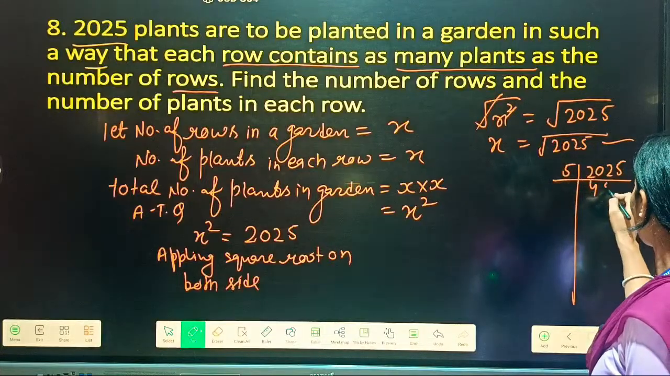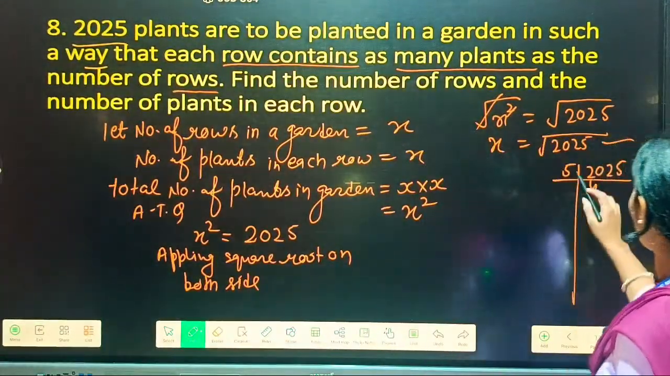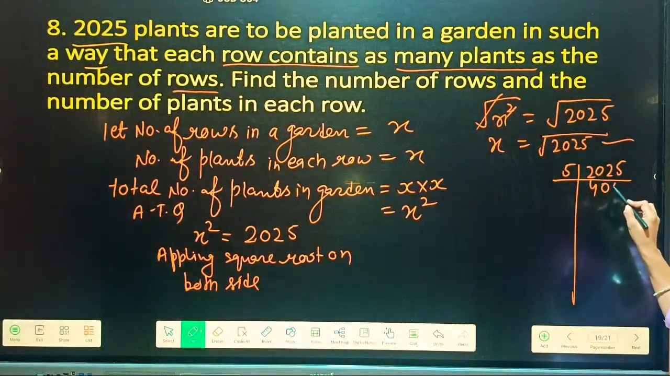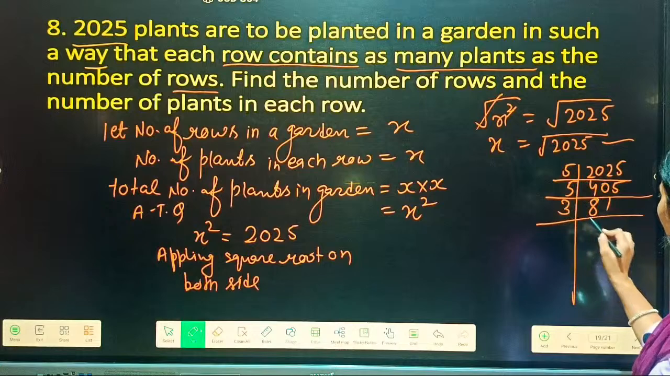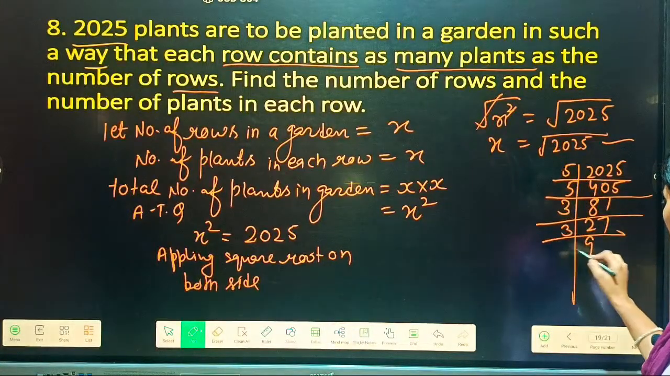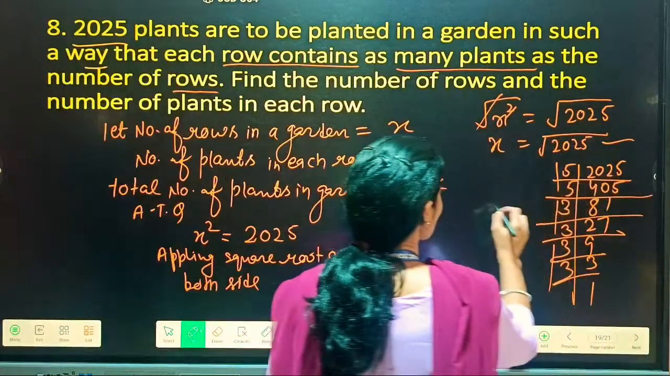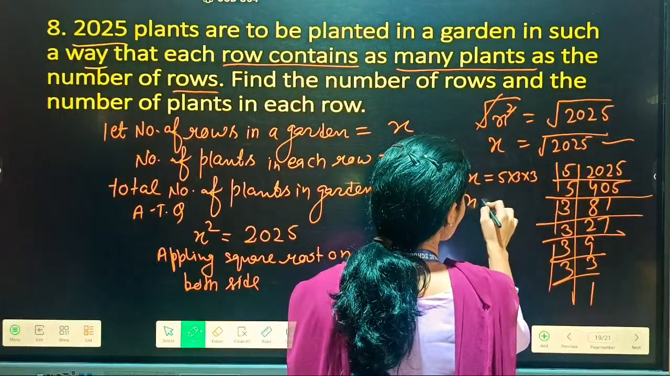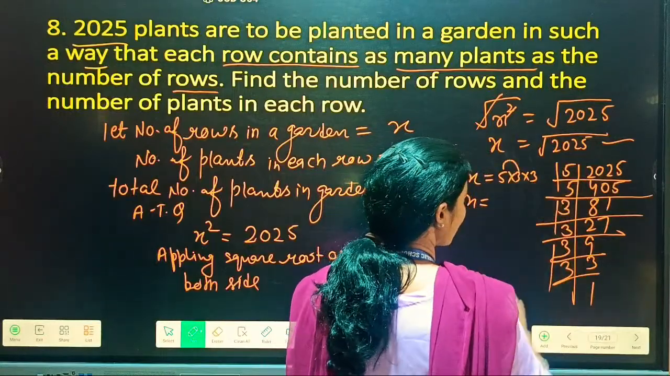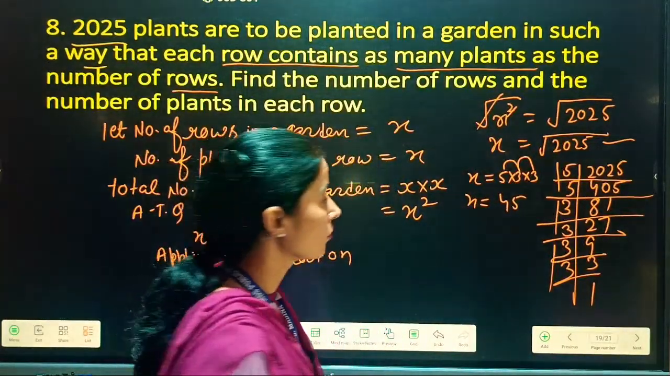5 4s are 20 and 5 5s are 25. 5 4s are 20, then 0, and then 5 5s are 25. 5 8s are 40 and 5 1s are 5. Then 3 27s, 3 9s, and 3 3s are 9, 3 1s are 3. This 5 is in a pair, 3 is in a pair, and the next 3 is also in a pair. So its square root will be 5 into 3 into 3. 5 3s are 15, 15 3s are 45.